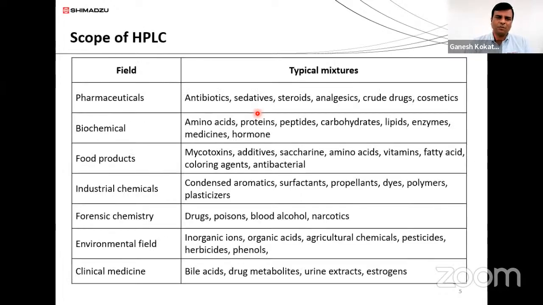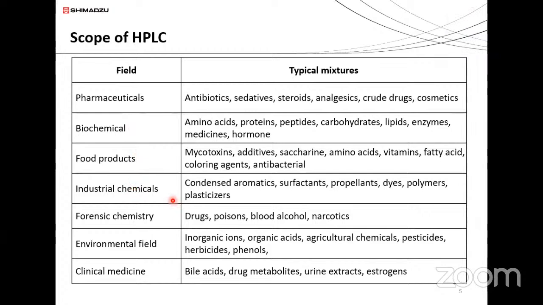So what are the different scopes of HPLC? Mainly we are using HPLC in fields starting from pharma to clinical medicine. Normally there are different types of mixtures. For example, in industrial chemistry, obviously some surfactants, dyes, polymers, plastics.